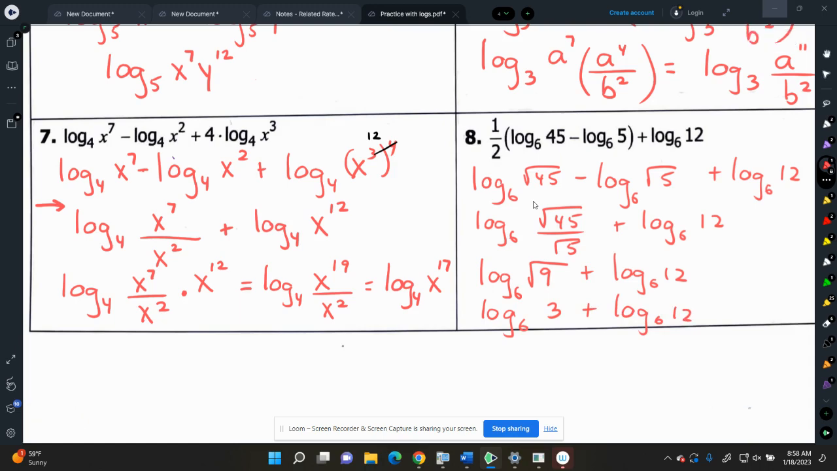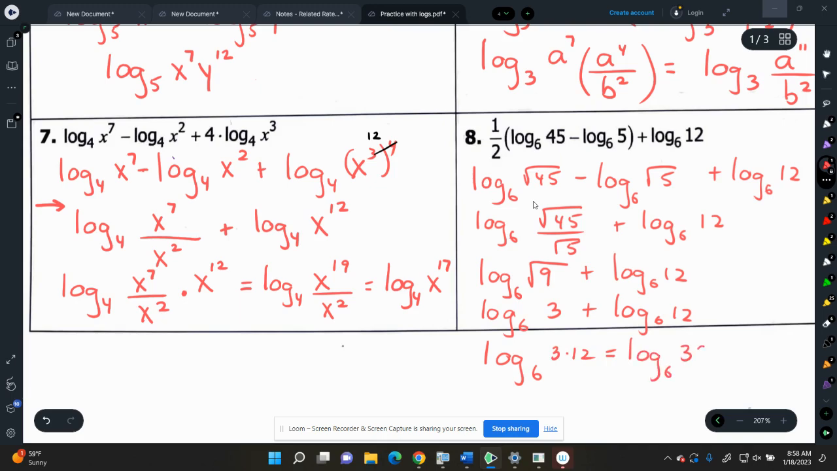So now we're ready to do the multiplication. Log base 6 of 3 times 12, which equals log base 6 of 36, which equals 2.